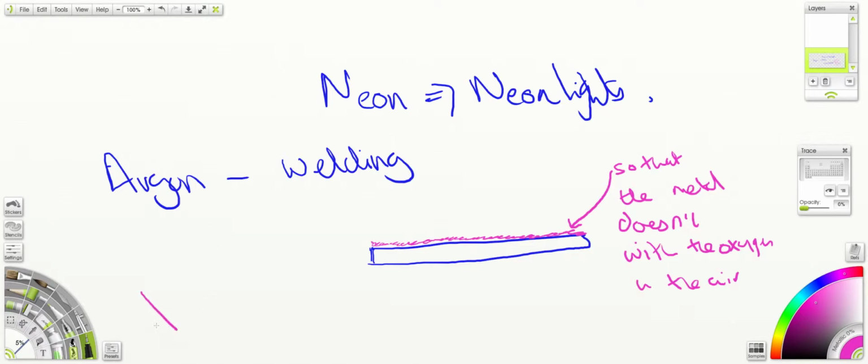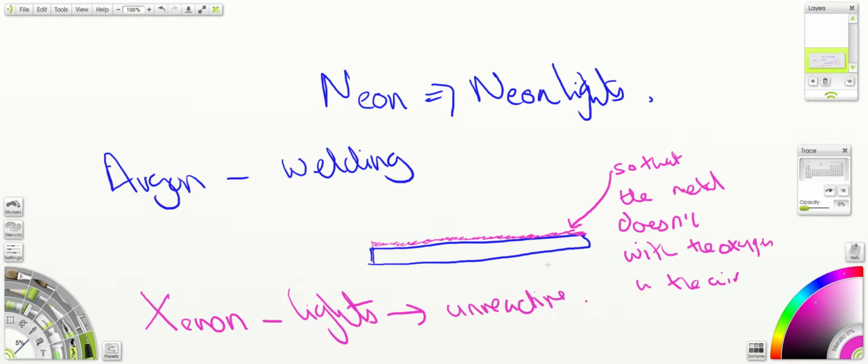Also, xenon is used nowadays for lights. Okay, you have those xenon lights, and they are to make sure that the lights last long, because once again, xenon is unreactive. So that's noble gases done. I'm going to stop the video.